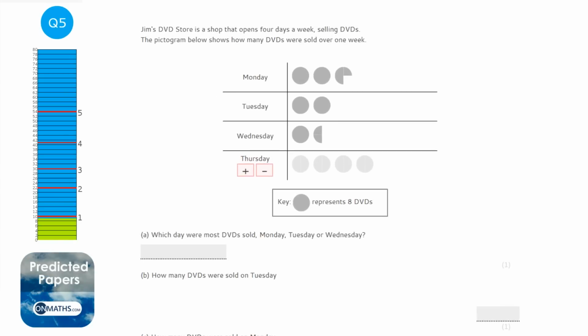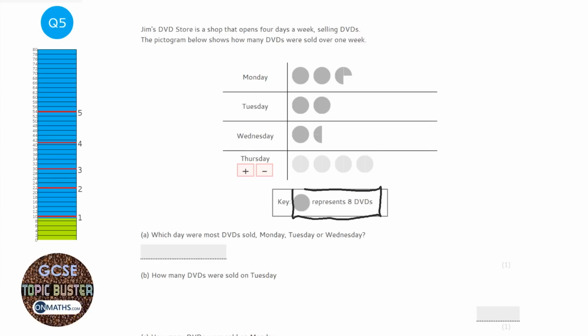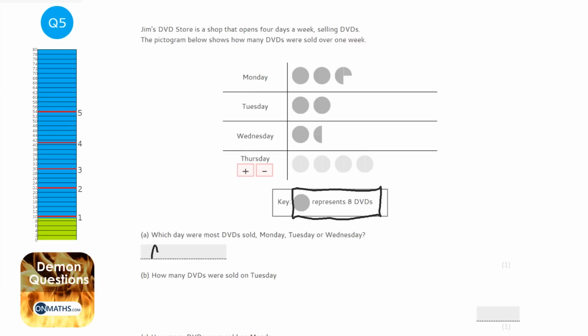The first thing to look at with a pictogram, which this is, is the key. Now the key tells us what each picture represents. So if you have a look at the key here, it says each circle represents 8 DVDs. Now that's the complete circle. So it says what day are the most DVDs sold, Monday, Tuesday or Wednesday? Well, you can always just look at which has the most shapes. Now Tuesday has 2, Wednesday has 1.5, but Monday has over 2, 2 3/4. So it's definitely going to be Monday, because it's got the most circles.